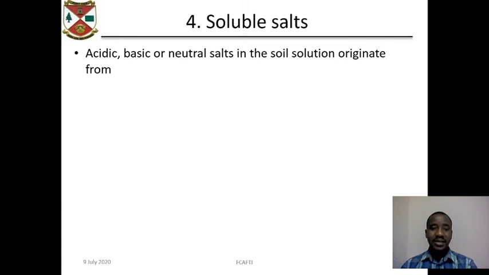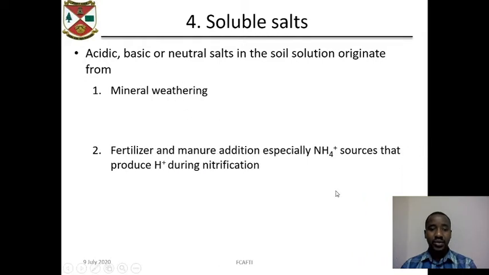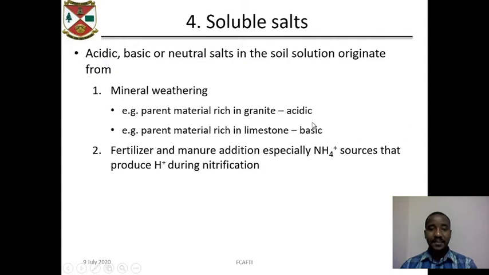Acidic, basic, or neutral salts in the soil solution originate from 1. mineral weathering, and 2. fertilizers and manure addition, especially ammonium sources that produce hydrogen ions during nitrification. Now, for mineral weathering, parent materials that are rich in granite are acidic, whereas parent materials that are rich in limestone are basic.